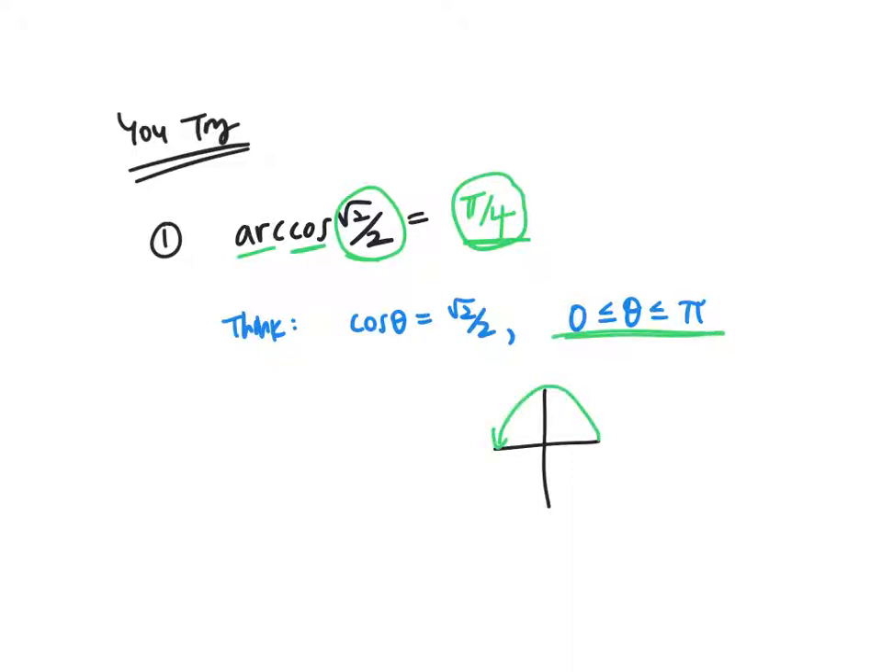Well, cosine is positive in quadrant 1 only here, and that is at pi over 4, right? You get the x coordinate, circ x, right? The x coordinate equals root 2 over 2 at pi over 4.